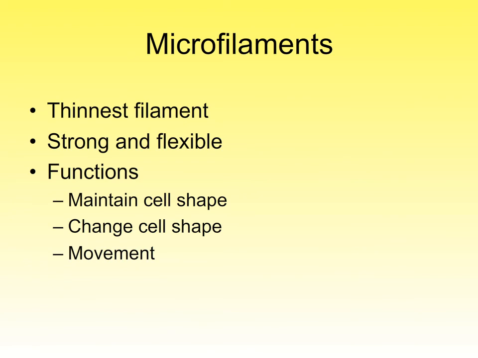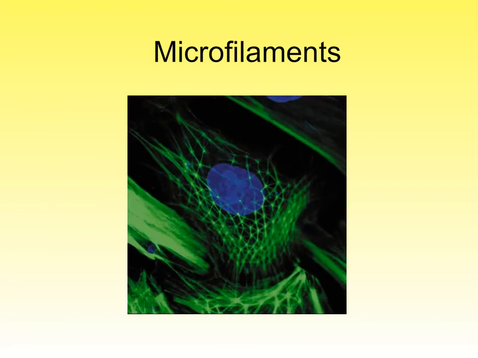Microfilaments are the thinnest filament, yet the twisted arrangement of the strands allows them to be strong and flexible. They maintain cell shape by resisting pulling forces, permit cells to change shape, and move organelles in the cell. The microfilaments have been labeled with a green fluorescent dye in this cell. The net-like arrangement helps strengthen the cell and define its shape.